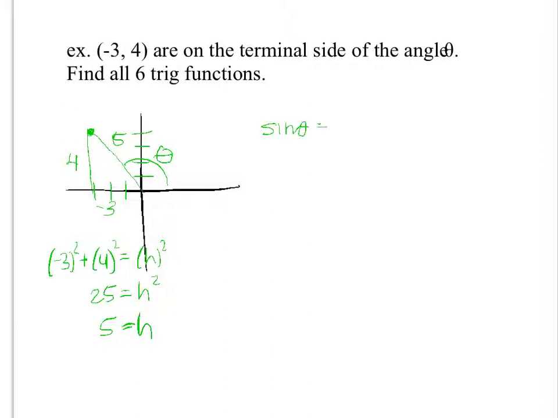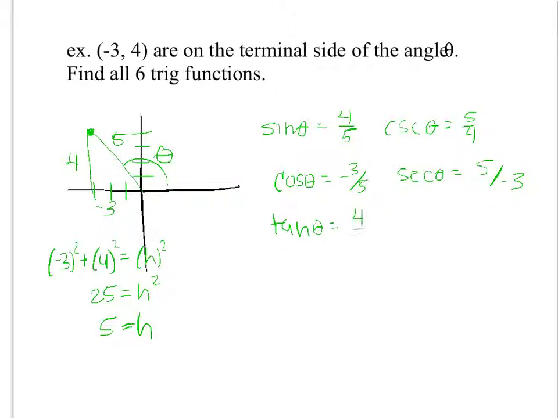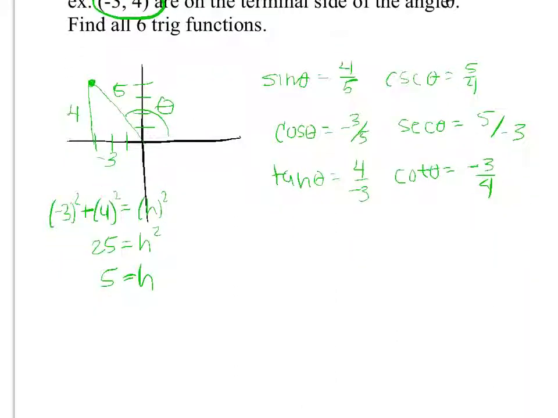Sine is opposite over hypotenuse. Cosecant is the reciprocal. Cosine is the adjacent over the hypotenuse. Secant is the reciprocal. Tangent is opposite over adjacent. Cotangent is the reciprocal. And we're done with that problem. So basically the idea is when you're given a point, graph the point, set up your triangle, label your sides, find your third side, and then go ahead and do your function.